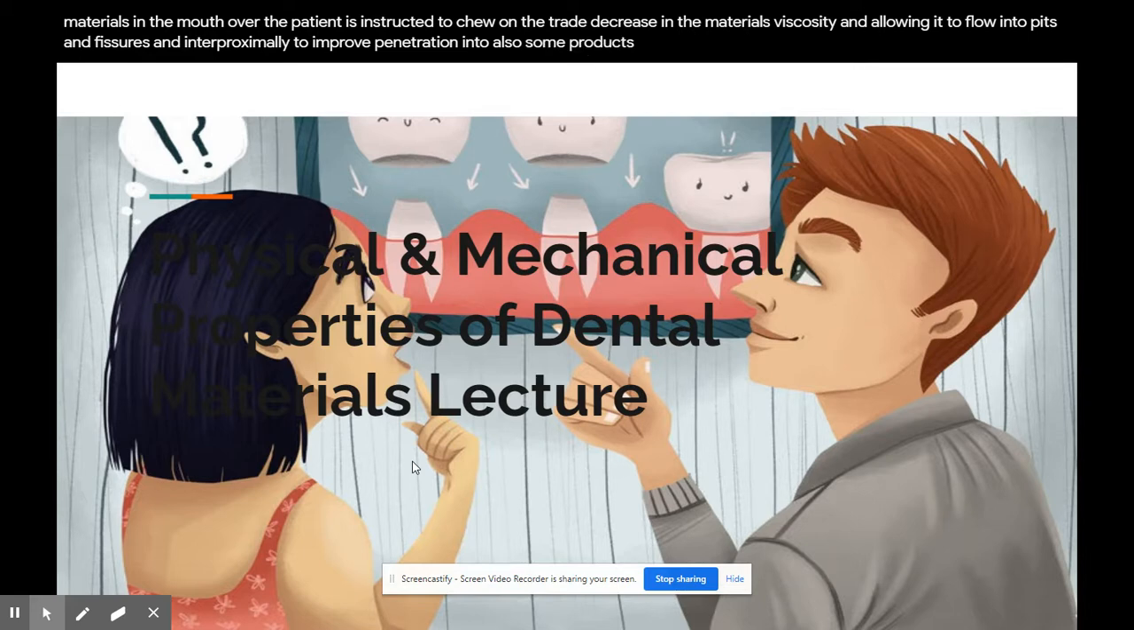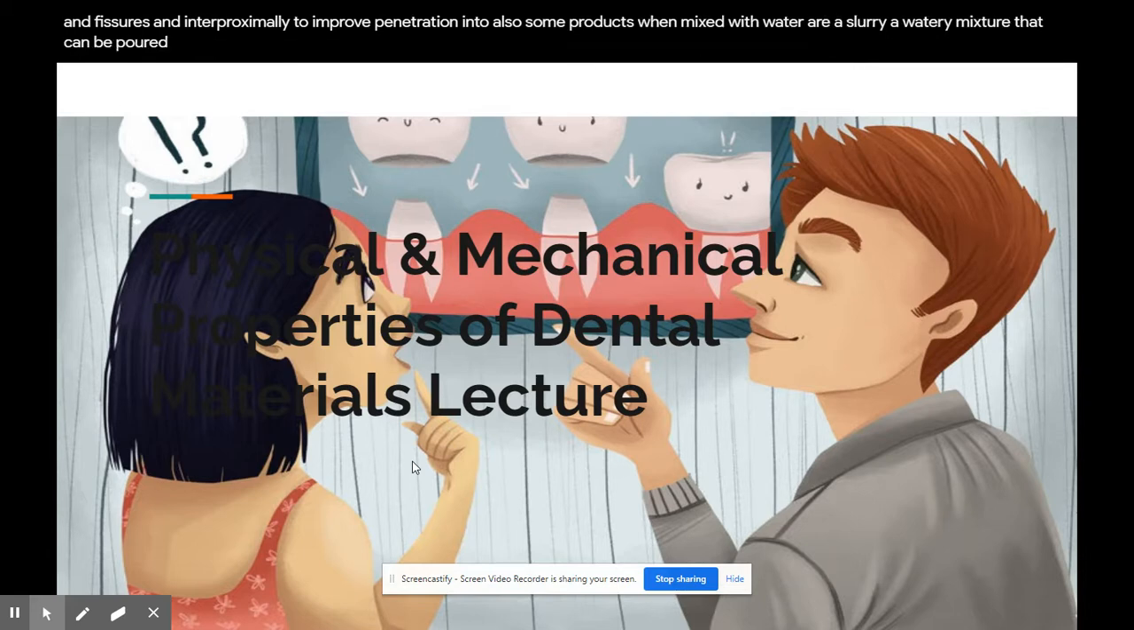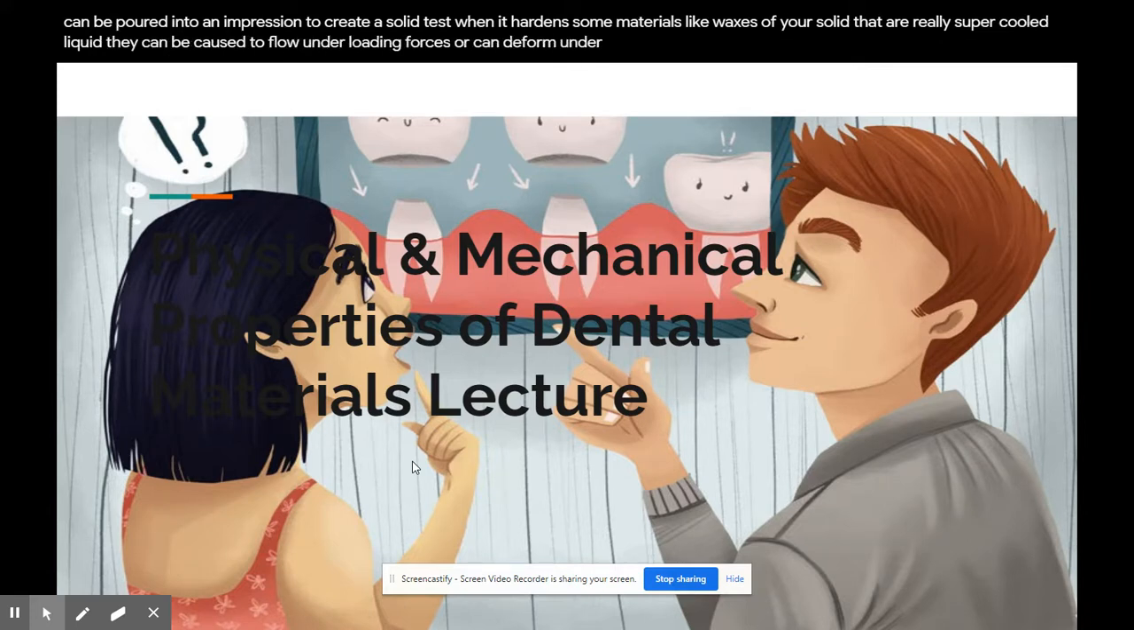Gypsum products, when mixed with water, are a slurry, a watery mixture that can be poured into an impression to create a solid cast when it hardens. Some materials, like waxes, appear solid but are really super cooled liquids. They can be caused to flow under loading forces or can deform under light stresses.